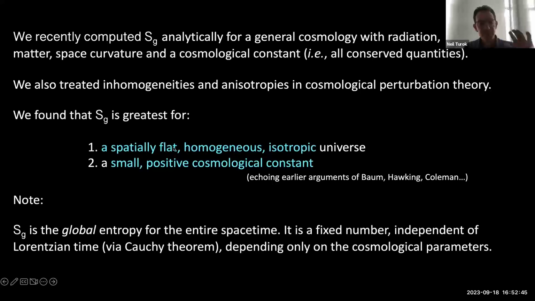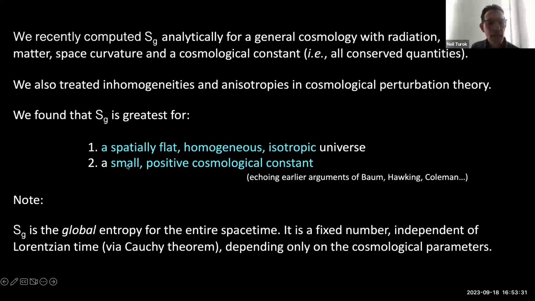So the first result is, it was quite surprising that the entropy is greatest for a flat universe, and also one which is homogeneous and isotropic. So this is just like the result that if you work out the entropy for a gas in the room you're sitting in, the entropy is greatest when that gas is homogeneous and isotropic. We don't need a physical mechanism to explain that homogeneity and isotropy. The explanation is that's a typical state. And what we find is that a typical universe is flat, homogeneous, and isotropic.